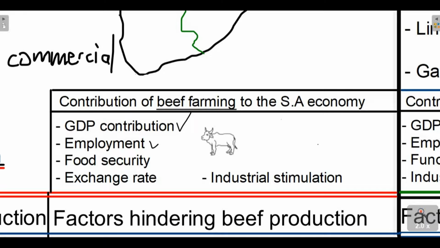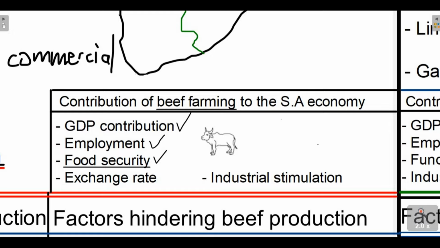Beef farming also employs people. You have farm workers that take care of these farms, managers, so on and so on, supervisors. All of those individuals are employed, right? And hence we say beef farming also contributes to the employment of people in South Africa, right? And because beef is food, so this means that the beef industry also contributes to food security. It ensures that we have enough food for everyone in the country. Remember the definition of food security. It contributes to food security.